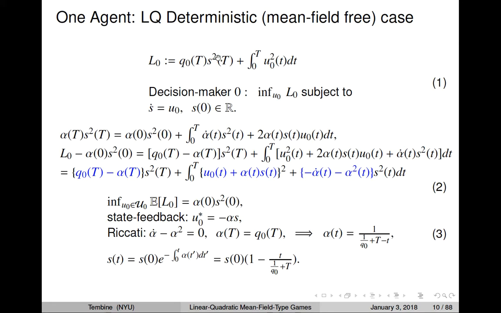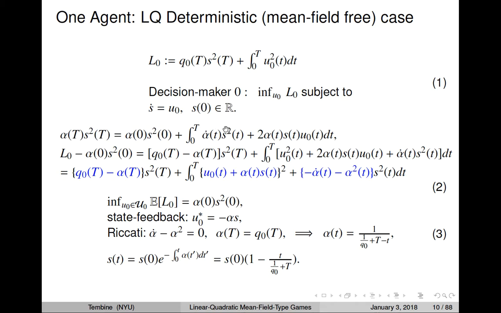Okay? So, the direct method, what is it? Well, let's start with a basic example. That is mean-field free, there is no mean field, and there is only one agent. And this agent has a cost function that is given here. There is a terminal cost and then a running cost, which is the control action squared. You integrate from 0 to T. Now, the state dynamics moves as follows. S dot, so the time derivative of S, is equal to u, and then you start from a real number, let's say a positive number, whatever, any.